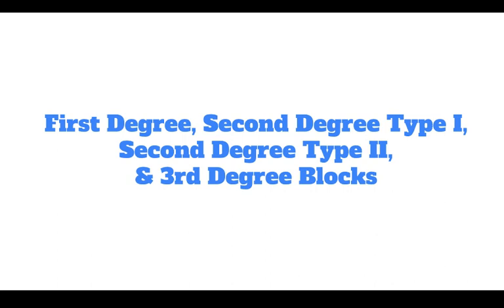Specifically, we'll be talking about first degree, second degree type 1, second degree type 2, and third degree blocks in bradycardia.